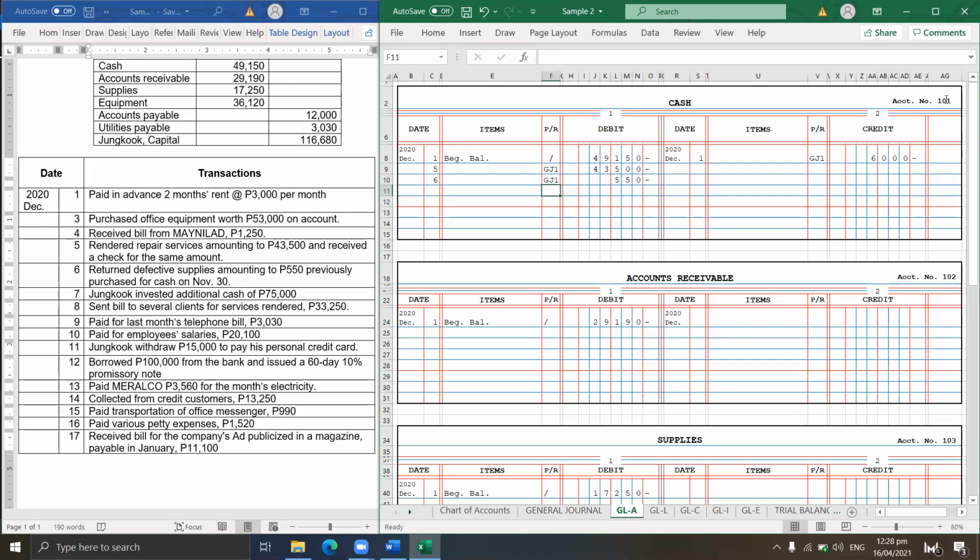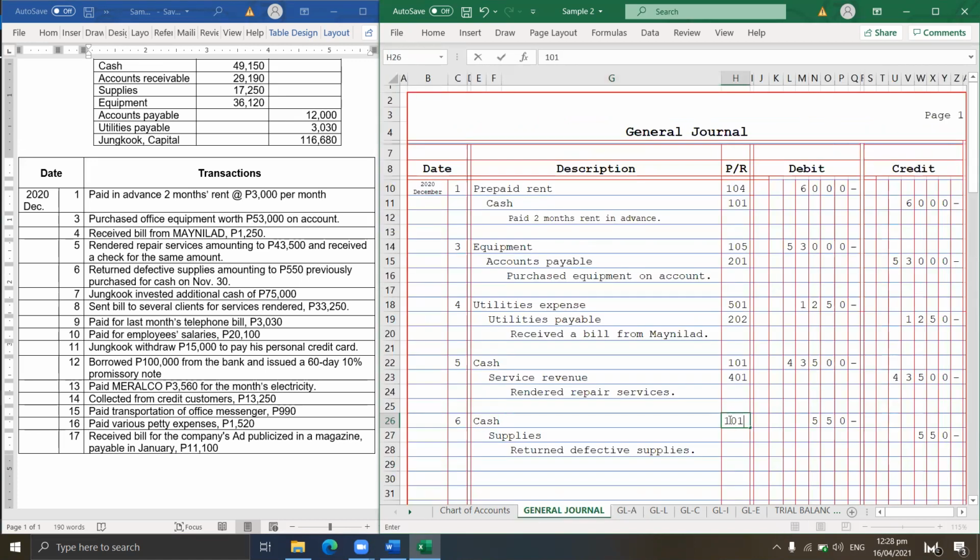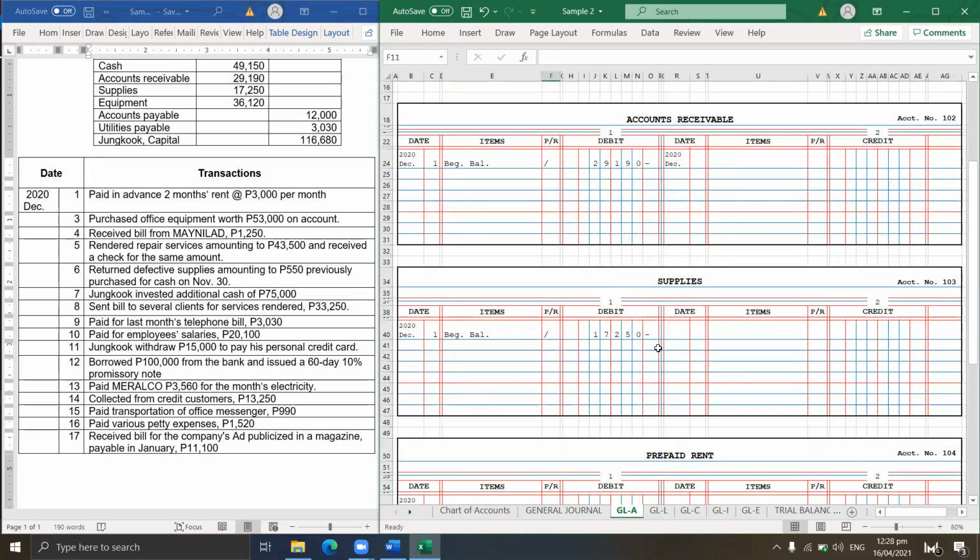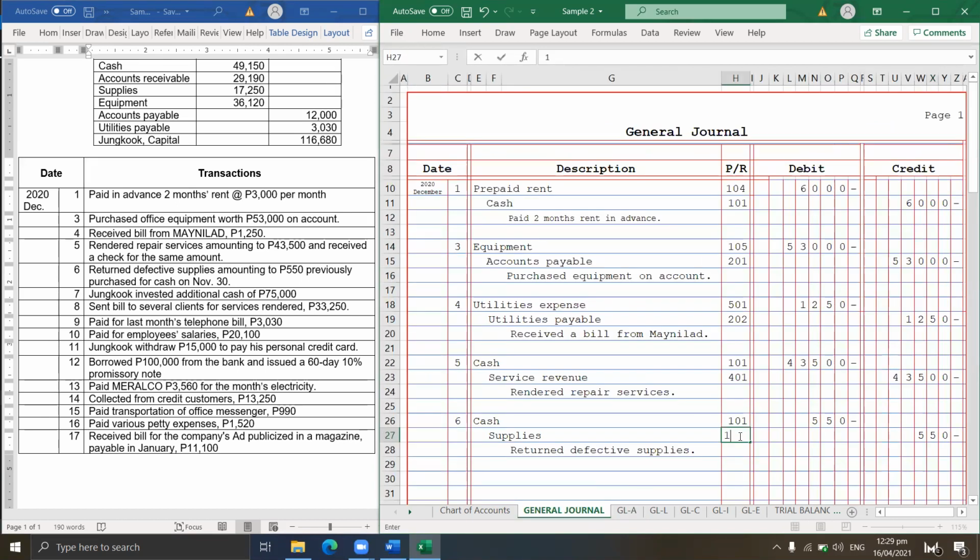So after that, balik sa ating journal para ilagay yung account number na 101. So that's 101. Then next posting will be for supplies, no? Decrease siya or credit by 550. So supplies, okay. So we will put here 2020 December. Then that's for the date of 6, items walang ilalagay. Still GJ1. Then we credit 550. Okay, so after posting, balik sa journal to write 103 in the account number or the PR natin. So 103. So we're done with the December 6 transaction.